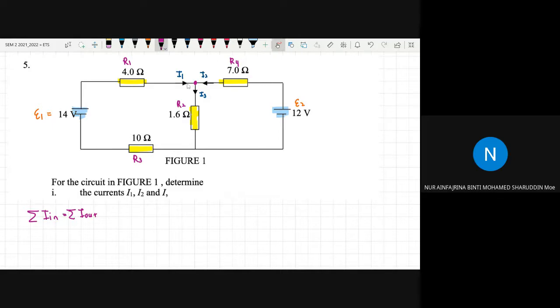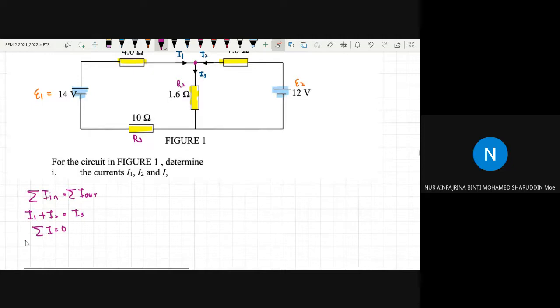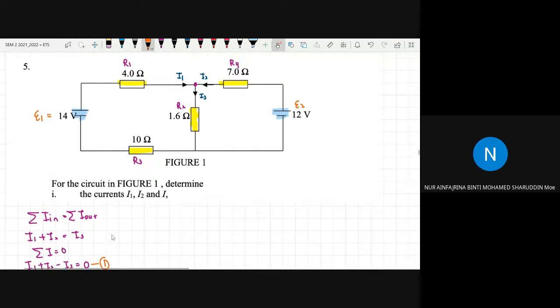Okay, boleh Miss tahu current apa yang masuk? 1 dan 2 masuk. Very good. So I1 and I2 will be in. Yang keluar adalah I3. Dan kita tahu summation of I equals to 0. Therefore, I1 tambah I2 minus I3 equals to 0. So this is your first equation. Settle. First equation kita dah settle.